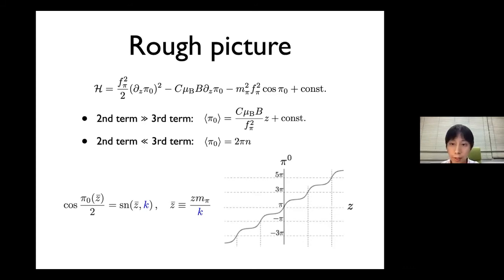Now you can see that this expectation value of the pion field spontaneously breaks parity symmetry. If a pseudoscalar pion has an expectation value, then parity symmetry is broken. And also, because of this modulation, continuous translational symmetry is also spontaneously broken.